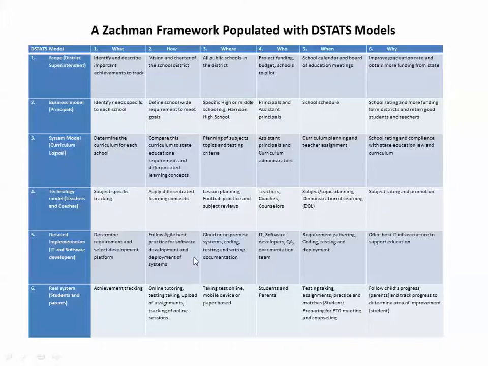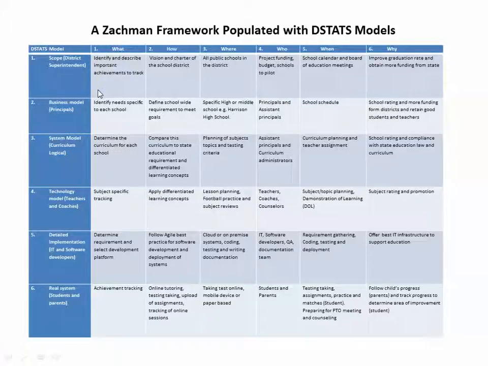Now, looking at this matrix, this is the populated Dstats model. If you go down the first column, you can see the scope. We're looking at the district superintendent as the top level person involved that would determine the context. We have the business model dealing with the principals. We have the system model, the curriculum writers, that's the logical level.